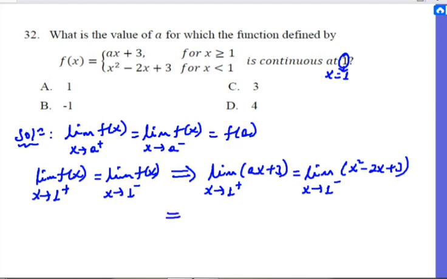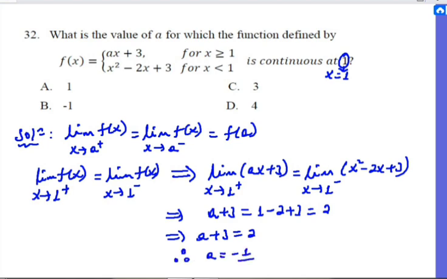So it becomes a plus 3 equals 1 squared minus 2 plus 3, which is 1 minus 2 plus 3, which is positive 2. So a plus 3 equals 2, which implies a is minus 1. The value of a should be minus 1. Therefore, this function becomes continuous at x equals 1 whenever the value of a is minus 1.